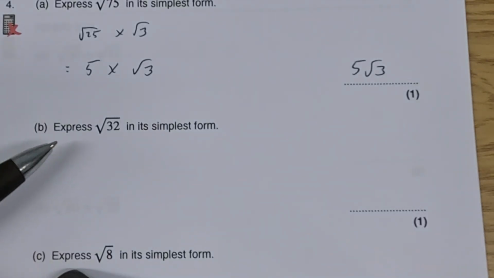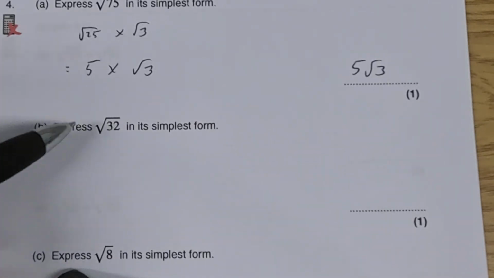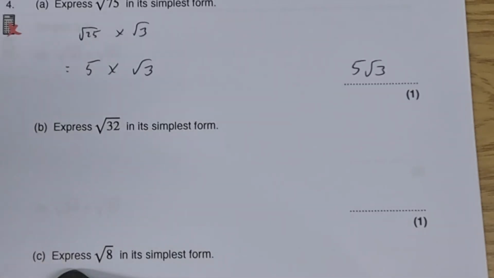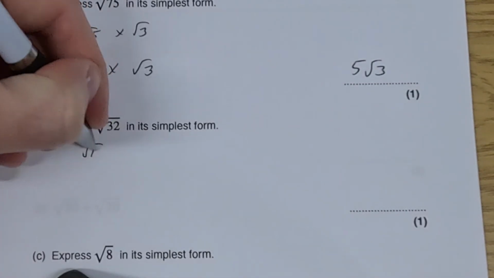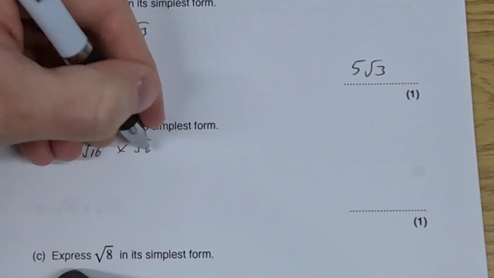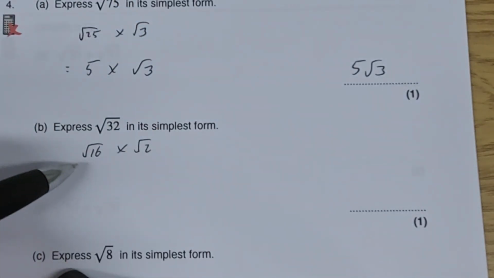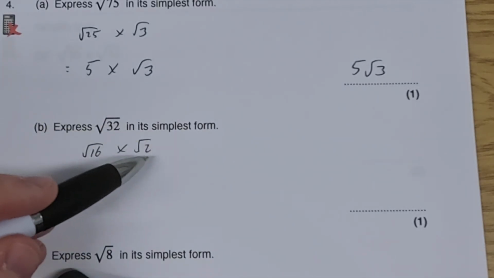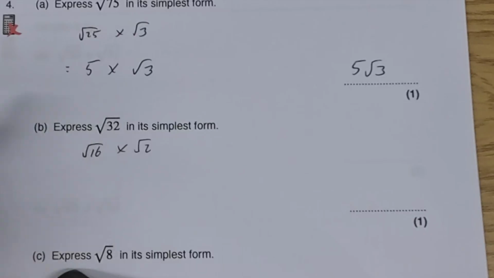So part B says express the square root of 32 in its simplest form. So we need to simplify this surd. So let's find the biggest square number that's a factor of 32, and I'm thinking 16, because 16 plus 16 is 32. So we're going to write the square root of 16 multiplied by the square root of 2. And the reason we've chosen those numbers is that 16 is the biggest square number that's a factor of 32, and then it would have to be times 2, because 16 times 2 is 32.